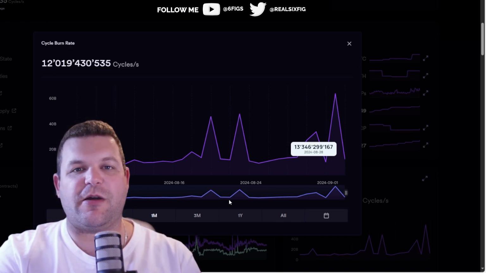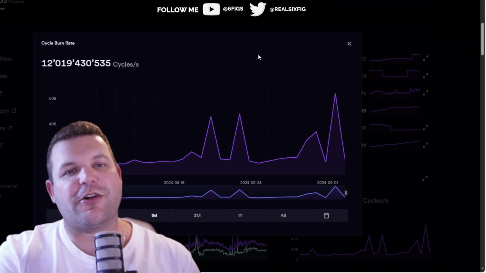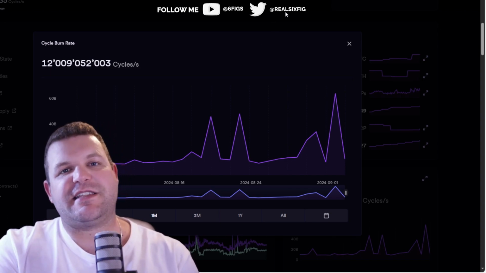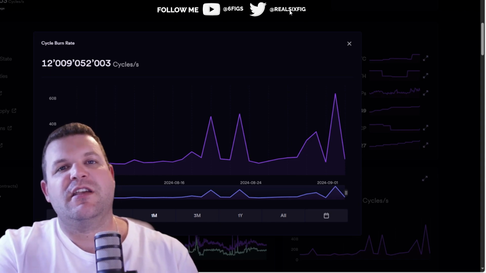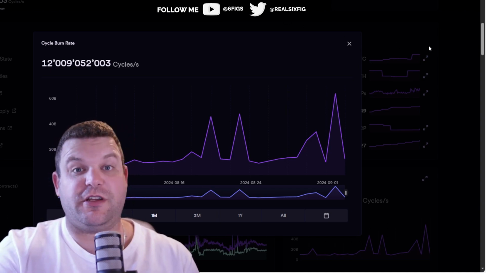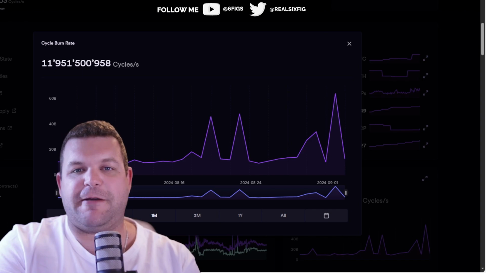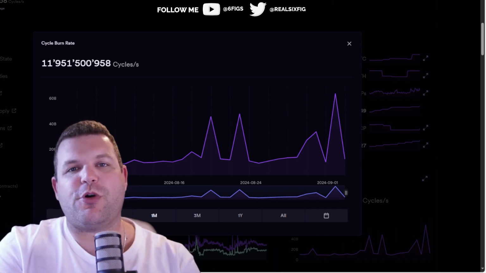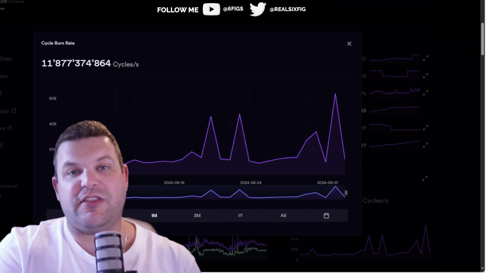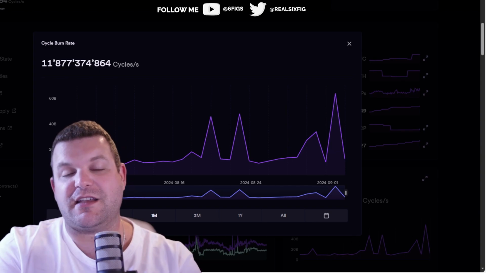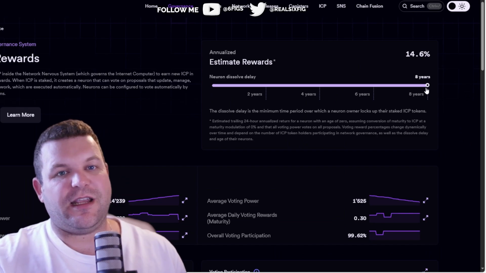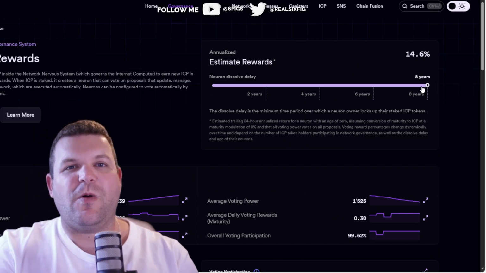So the interesting thing about these cycles is that they are very cheap for developers to purchase. In some instances, depending on the application, a dev might buy 10 ICP and it might be enough to run their application for years. So that's just an example. It's important for the developers to maintain their canisters, because it's a direct link to burning ICP.